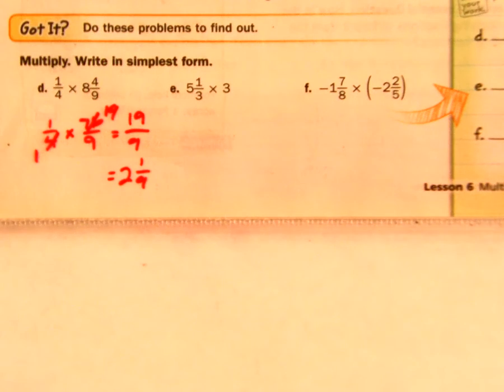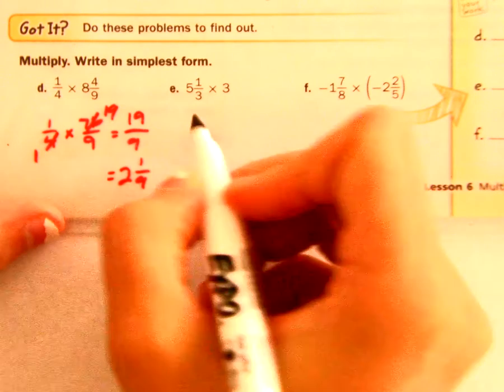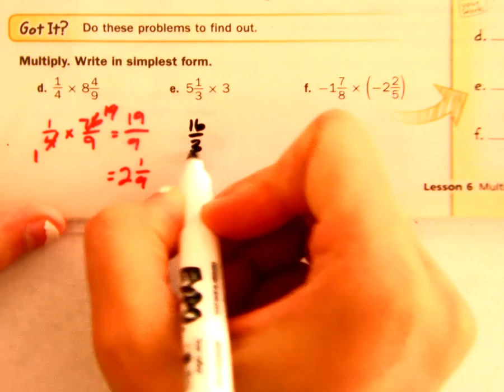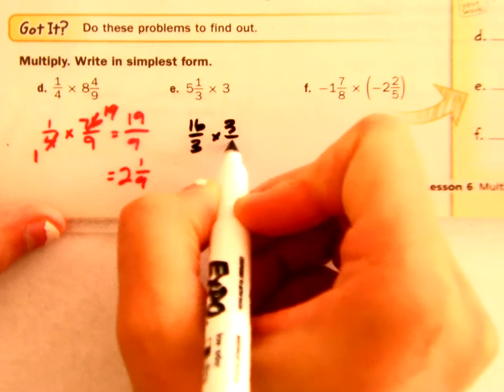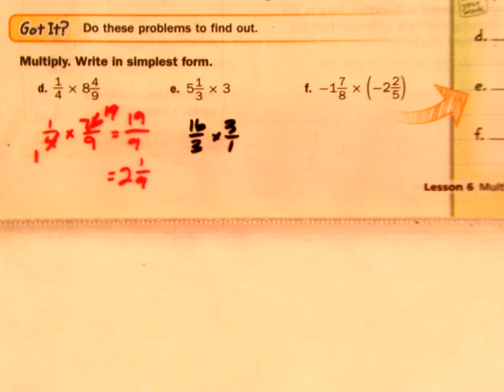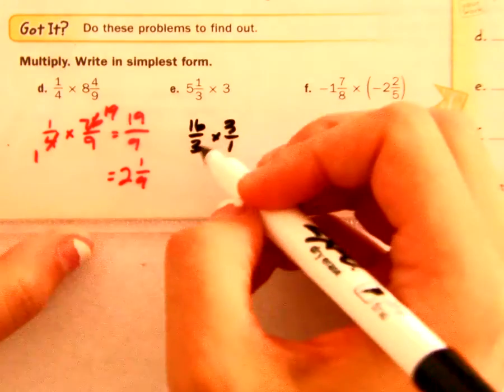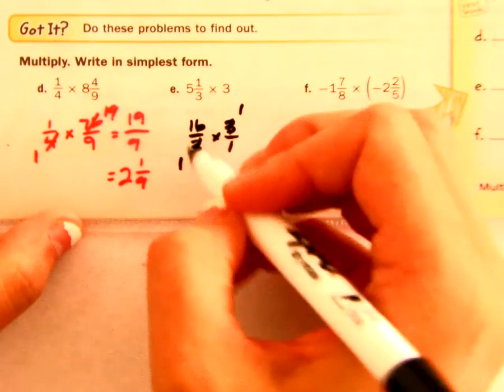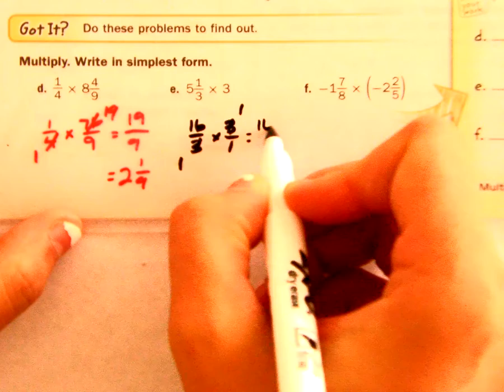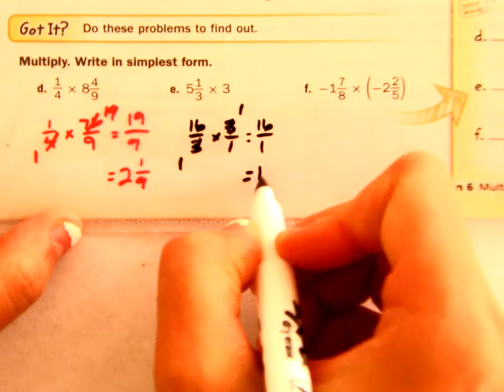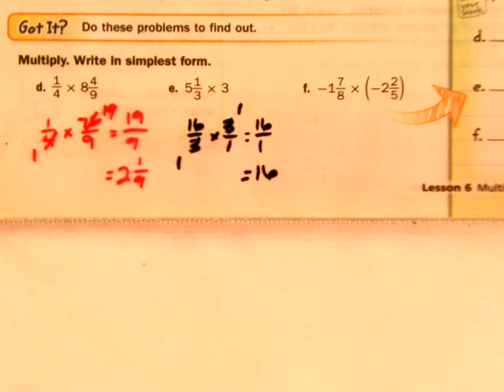Okay, if we look at example E, we have 5 1/3 times 3. Again, I need fractions and I need improper fractions. So I change my mixed number to improper. So we'd have 16 over 3, and then times 3 over 1. Again, I didn't change the value of these. I just made equivalent fractions. So again, I can cross simplify. I know 3s go into 3 one time. So now I have 16 times 1, which is 16. 1 times 1 is 1. Simplifies down to 16. Okay?